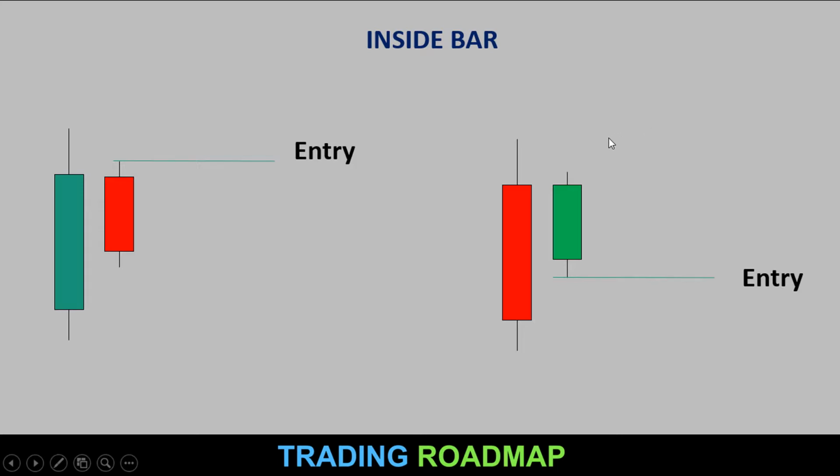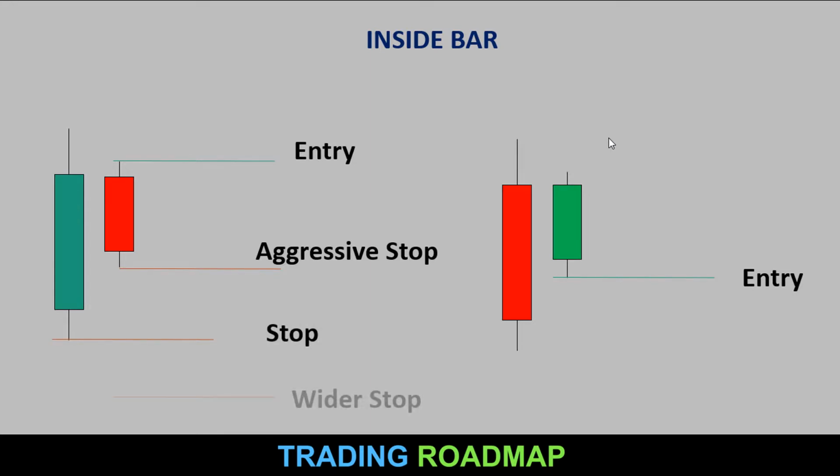Now for the stop loss, you have a couple of things to consider. There is an aggressive stop, and there is another stop that you can consider, and there is a wider stop. I'll explain this in detail right now. So the aggressive stop is just below the inside bar.